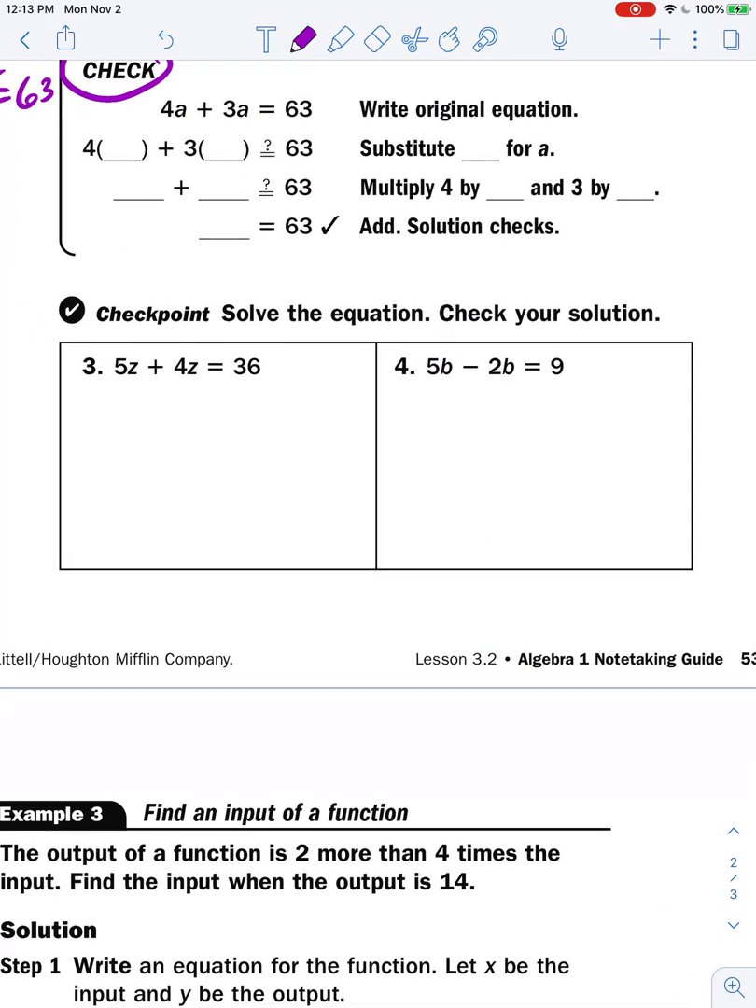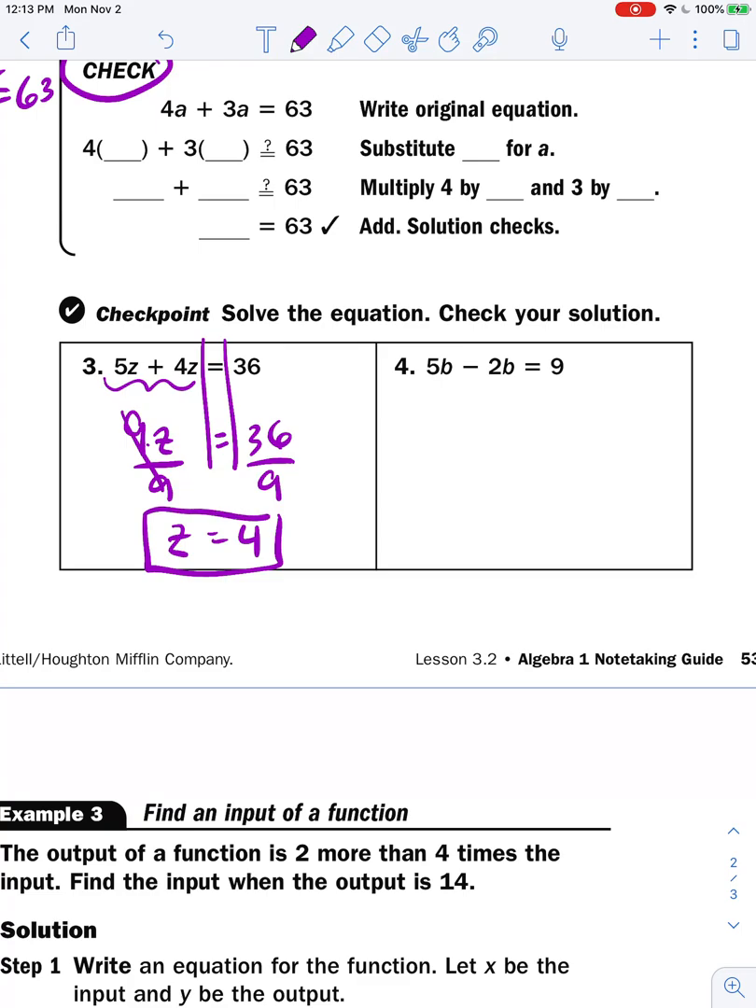Awesome. So let's try these two. Same kind of thinking. I notice they both have z's. So 5 plus 4 will give me 9z equals 36. The 9 is multiplied in, so I divide it out, and z equals 4.